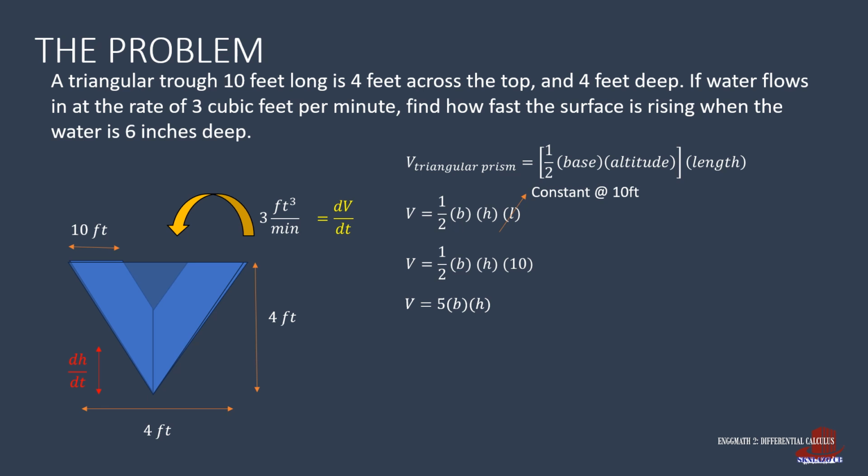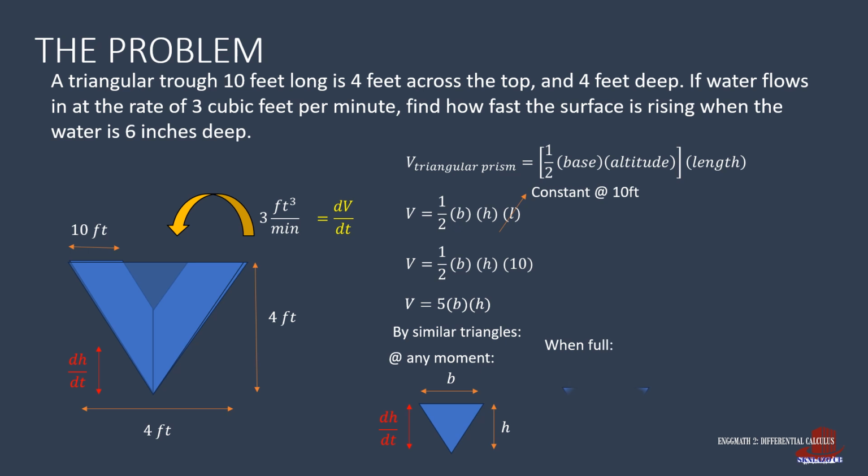The function contains 3 variables, V, b, and h. So we need to find correlations to reduce the number of unknowns. To correlate b and h, we use similar triangles. The triangles to be compared are the smaller one, which represents the rise of the surface of water. The height is denoted as h, and the base is b.